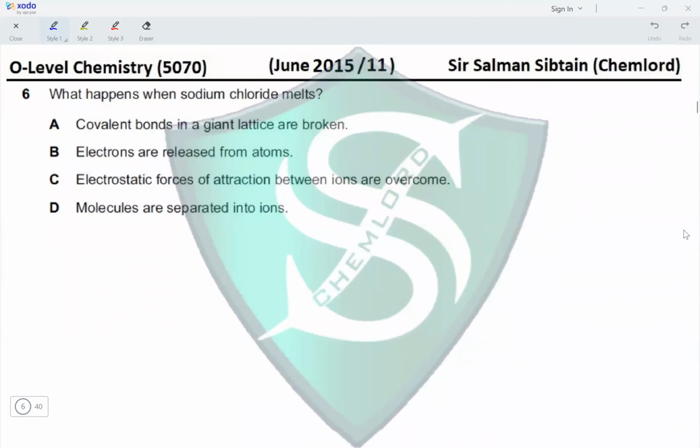Question 6. What happens when sodium chloride melts? Sodium chloride is an ionic salt. So covalent bonds in a giant lattice are broken. It is not a covalent compound. Electrons are released from the atoms. No. Ions are present, not atoms, and electrons are not released. Electrostatic forces of attraction between ions are overcome.